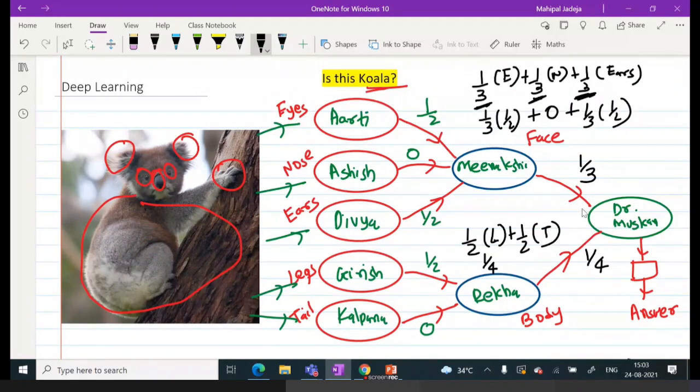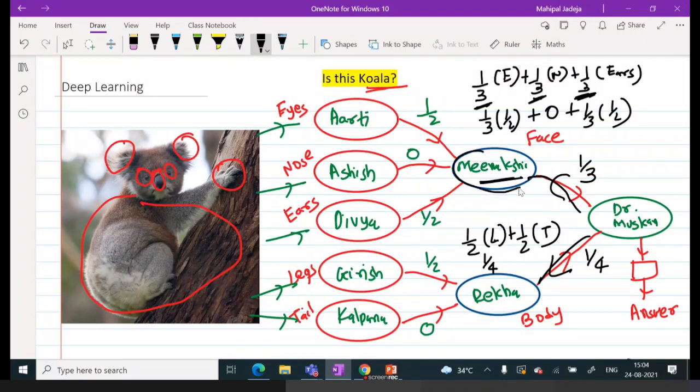Now she will just tell me this result, and I will tell her, no, you are wrong. This is actually an image of a koala animal. So what does she need to do now? She will come back and first contact Meenakshi and Rekha. She will tell them that in future, if you see this kind of image, then make sure you give me the correct answer. You need to supply me higher weights, not 33% or 25%. It should be 100% next time.